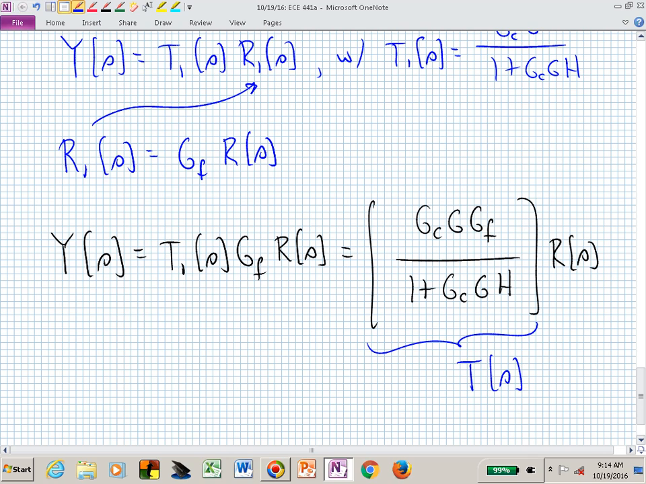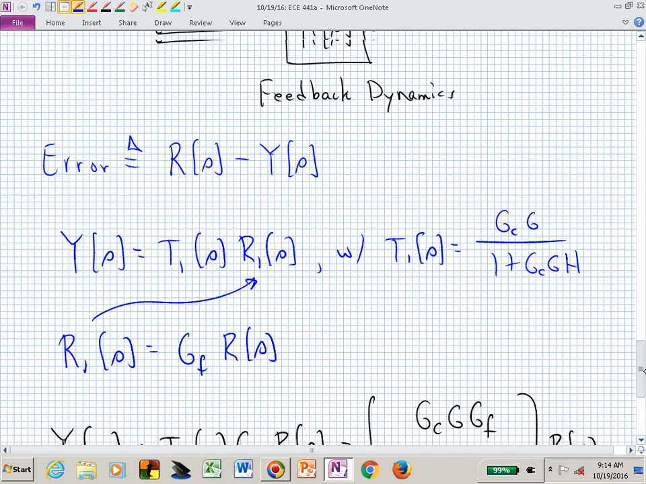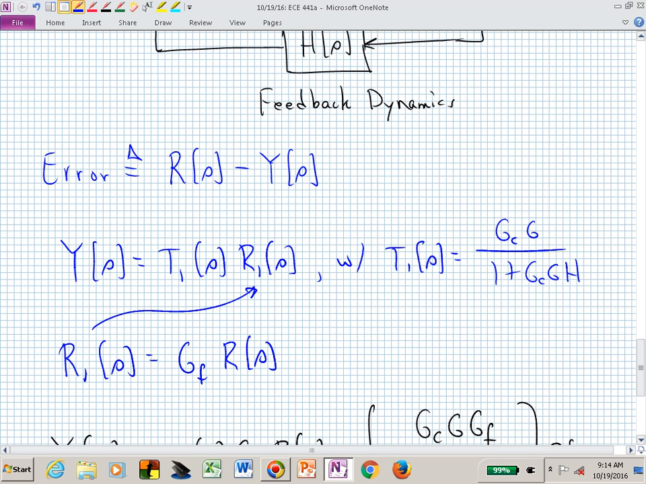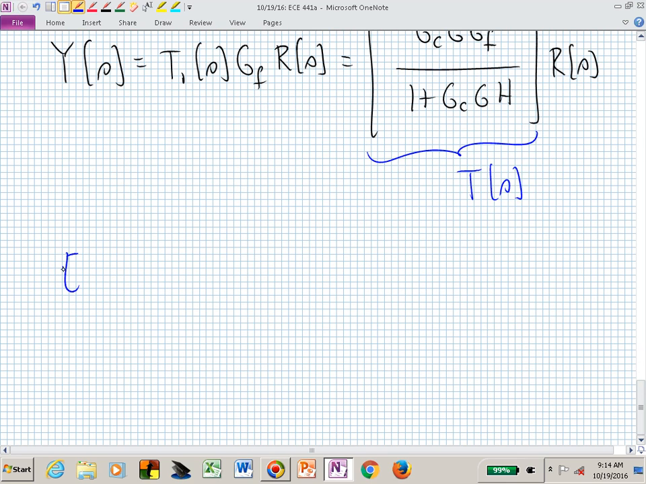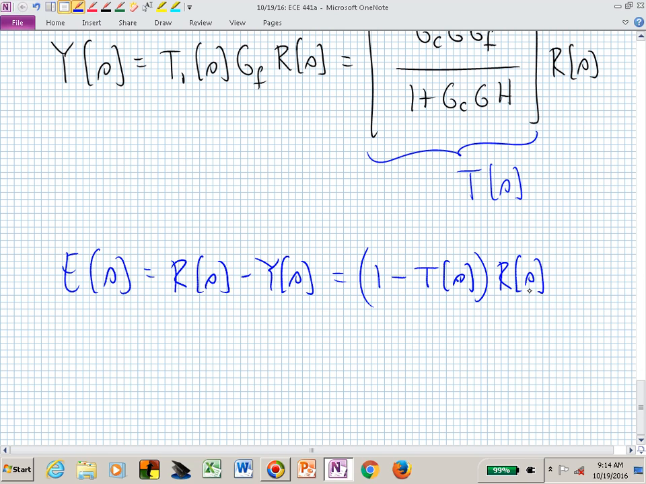And now that we have this expression for Y in terms of R, we can come back and use that in this error signal expression. We can now write down that our error, E of S, is R of S minus Y of S. I now have an R of S in common with both of those terms on the right, and I can factor it out. I have 1 minus T of S times R of S.